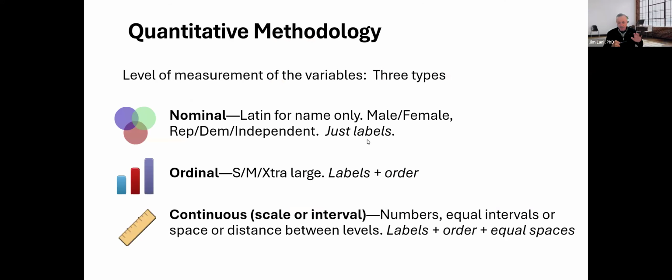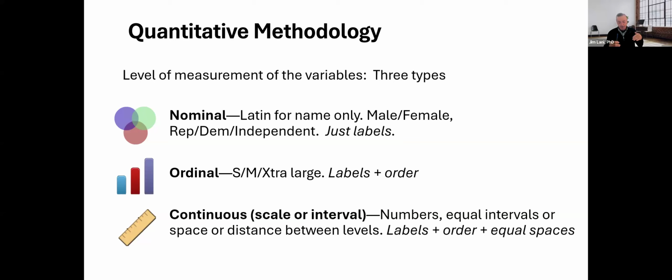Levels of measurement. Basic 3 types. You should have this visual in your brain, okay? Nominal is Latin for name only. They're just labels. Male, female. There's no hierarchy, there's no order. Male, female, Republican, Democrat, okay? Just labels, and the visual is kind of a Venn diagram.